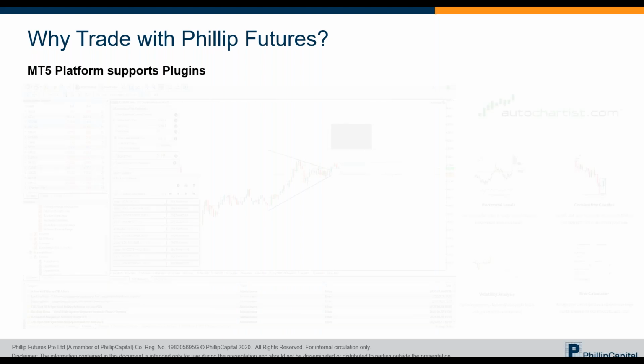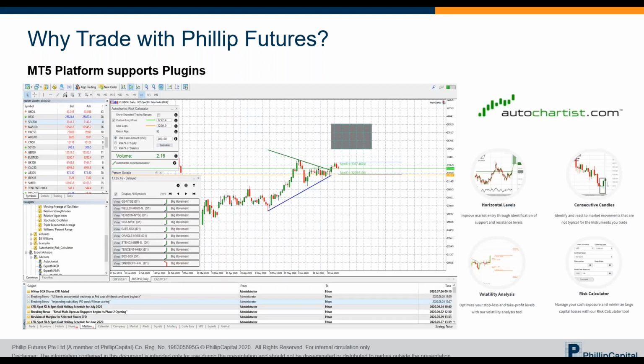Okay, so like I shared just now, at Phillip Futures we also have 3 plugins for you that are free of charge. The first one being Autochartist. This is just a very quick recap. Autochartist is a market scanner, monitoring your entire market watch list and trying to identify chart patterns, projecting them directly into your charts in real time. So instead of you constantly monitoring the market for chart patterns, this plugin will scan for you and then notify you.